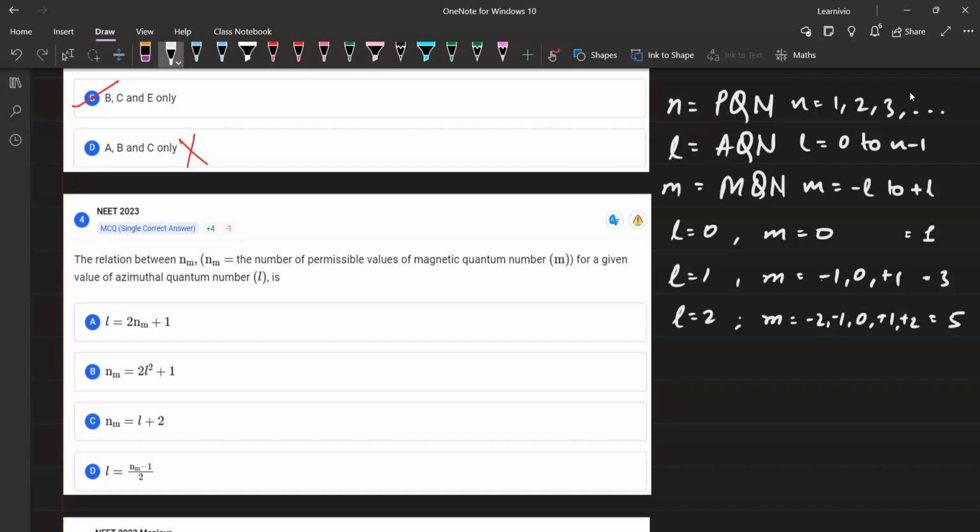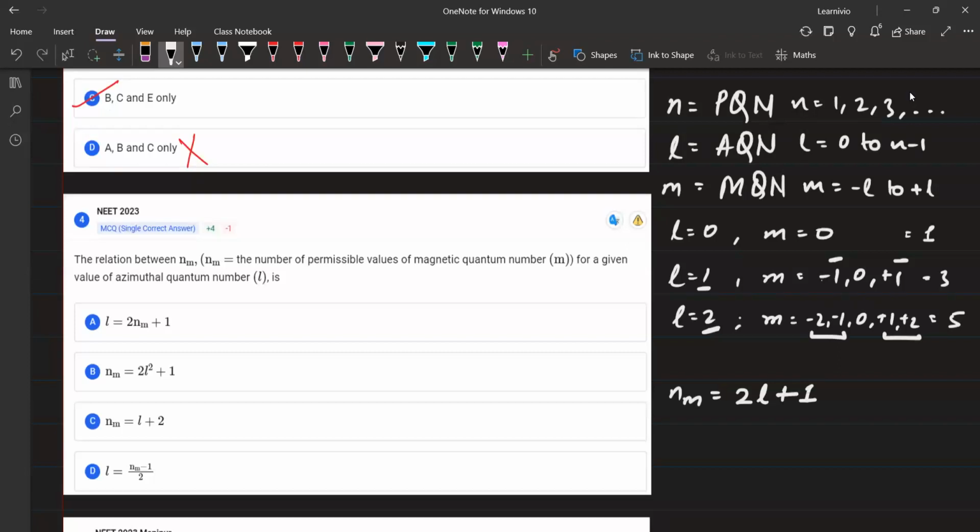And there is a very unique relationship that you can see here. Whatever the value of L is, for example 1, then 1 and 1 come 2 times. The value of L is 2, so it is 1, 2, 1, 2, coming again 2 times. So we can say that the number of values of M is equal to twice the value of L plus 1, because there is one value 0.